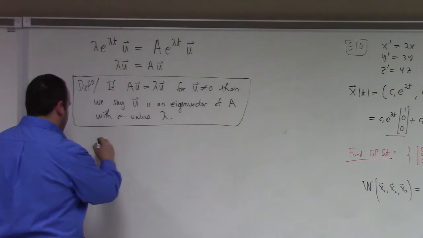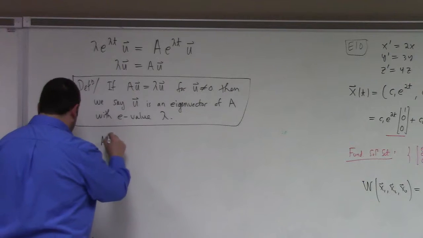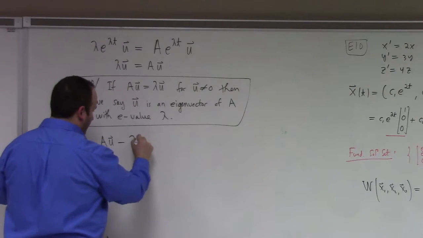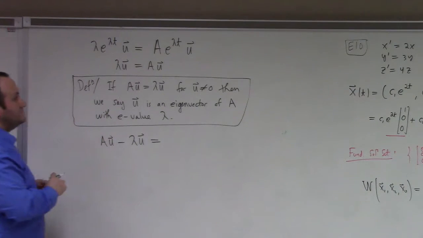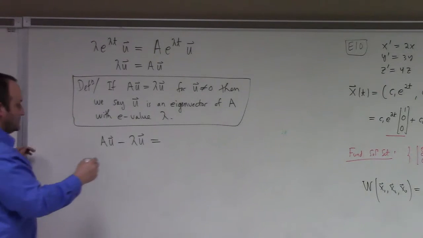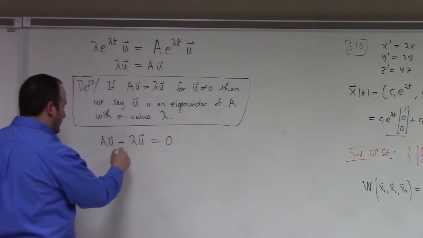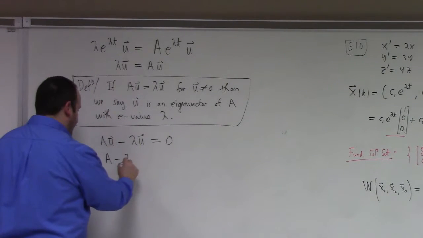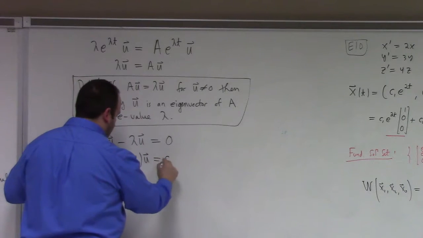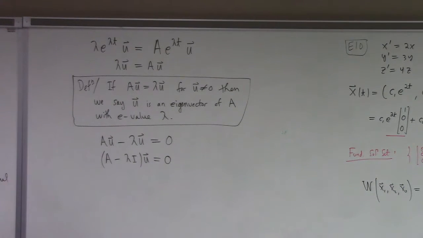So we've got another way to look at this, of course, which is Au minus λu equal to what? I'm just rearranging it, setting it equal to 0, right? And then what we do is we rewrite that as (A minus λ times the identity matrix) times u is equal to 0. I is the identity matrix.